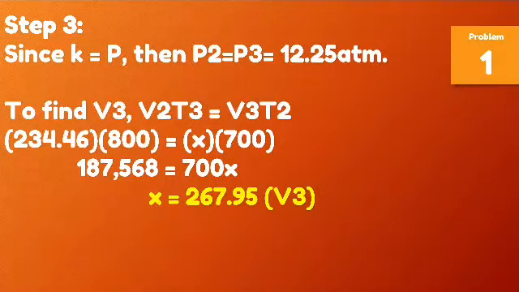In order to find V3, our third volume, we will be using V2 T3 equals V3 T2. So through the substitution method, V2 is 234.46 times our temperature, 800 Kelvin, equals X times 700 Kelvin. So through solving, what we find is 187,568 equals 700x. So x equals 267.95, or that is our third volume, V3.